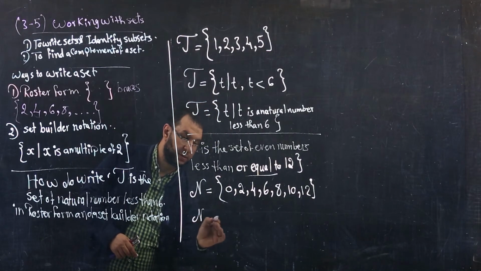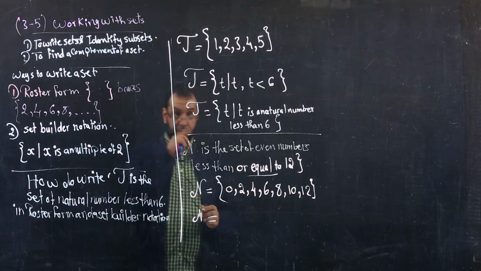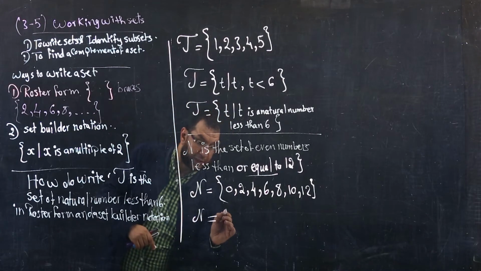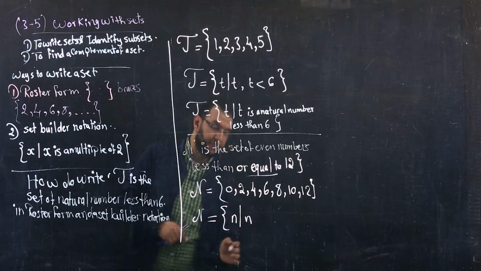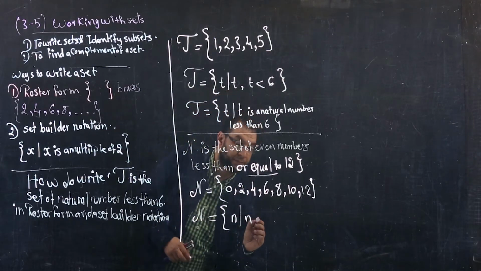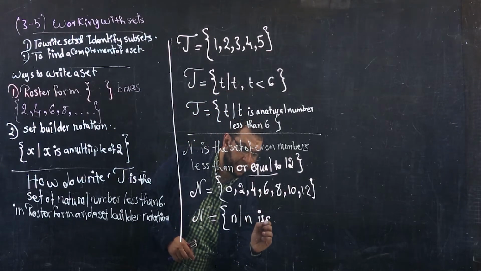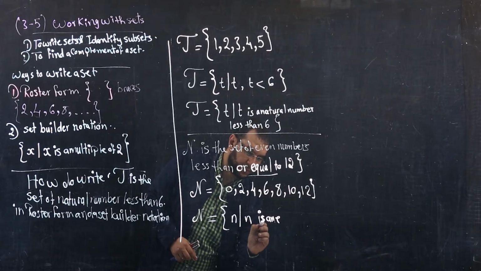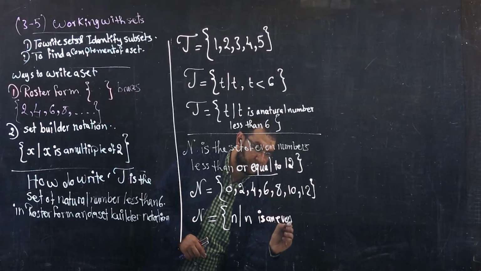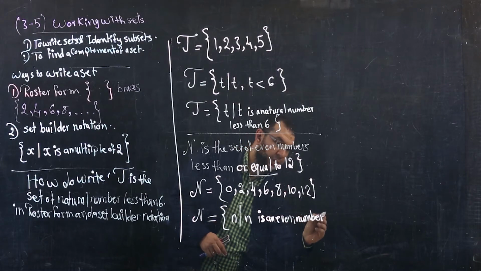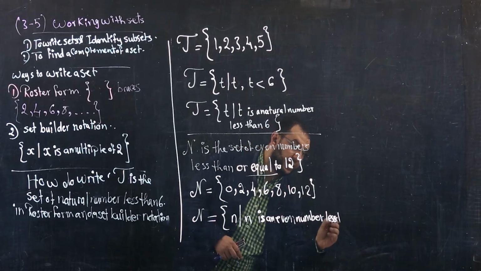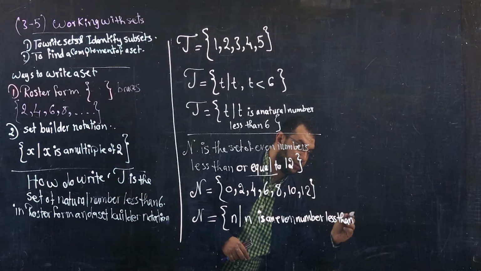In set builder notation, we will write it as n small such that n is an even number less than or equal to 12.